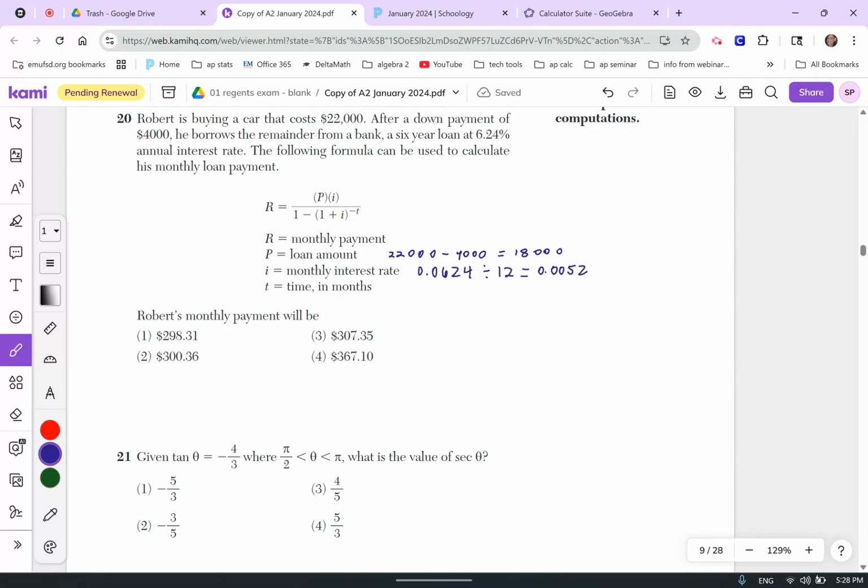And now, what is the length of time that this loan is existing? Well, it's a 6-year loan and it's paid monthly, so that's 12 months a year. That means there are 72 payments. So you're going to substitute those values carefully into your formula, and really carefully. Don't forget that negative sign in the exponent, and that it's raised to the negative 72.